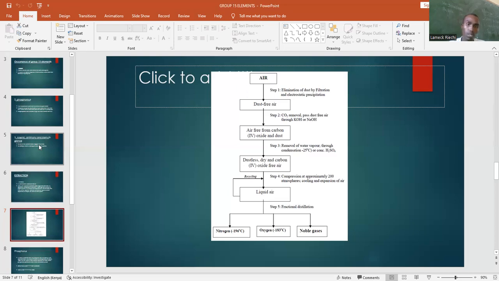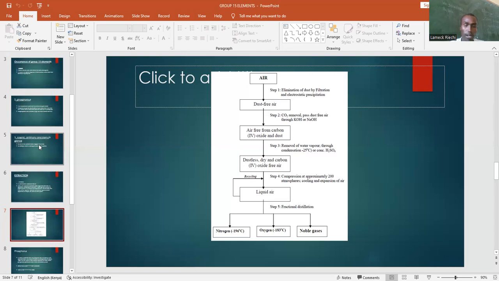which contains sodium hydroxide. The function of this sodium hydroxide is to remove carbon dioxide. Now the air is allowed to pass into the next chamber, which is the coolers. Here, it contains temperatures of negative 25 degrees, which removes water vapor.